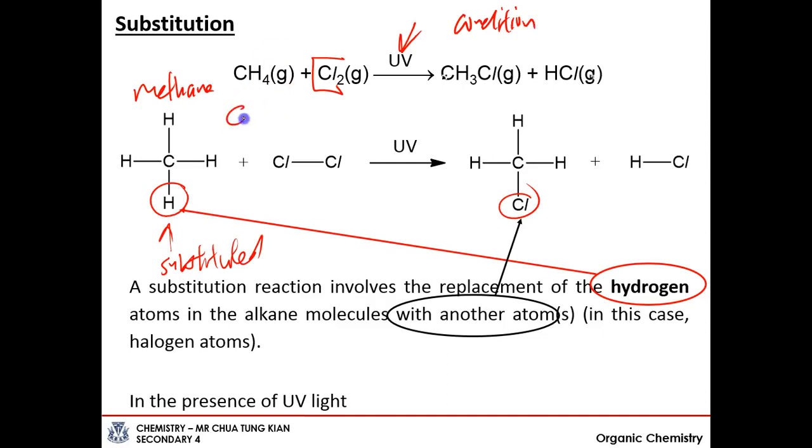So if I replace this with C2H6 and I add chlorine gas, can I get C2H5Cl? See, I replace one hydrogen with chlorine plus HCl. Yes, it can take place. So substitution reaction occurs for all alkanes, any alkanes, so long as you have the right conditions and you have the right reagent here. Okay?